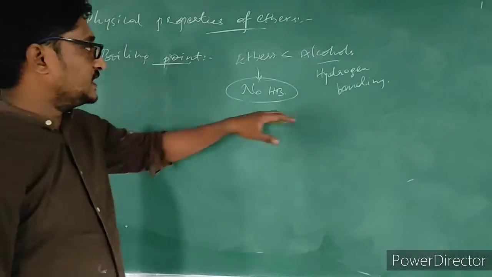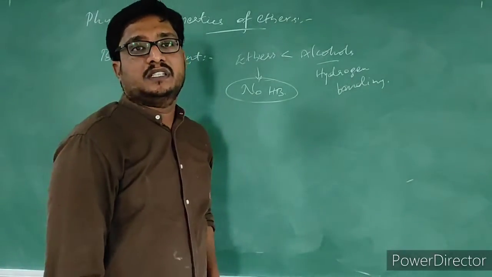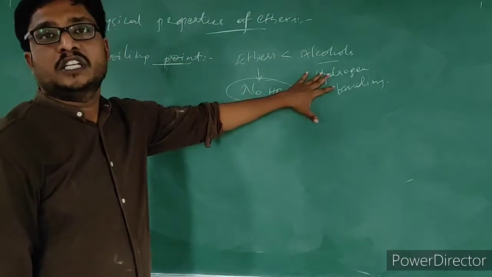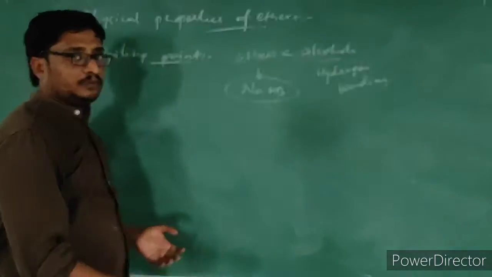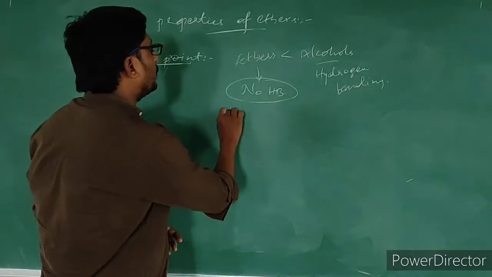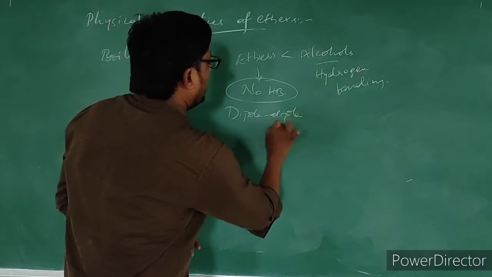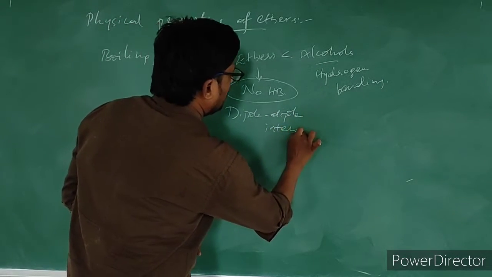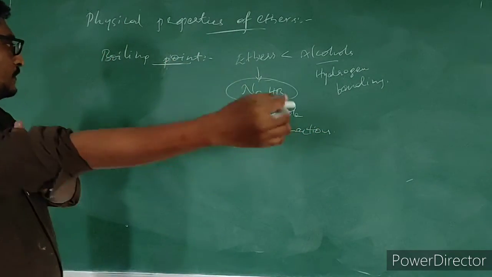Since hydrogen bonding is present, more energy is required to convert them into the vapor state. That is why the boiling point of alcohols is more when compared with ethers. In the case of ethers, between the ether molecules, weak dipole-dipole interactions will be present.